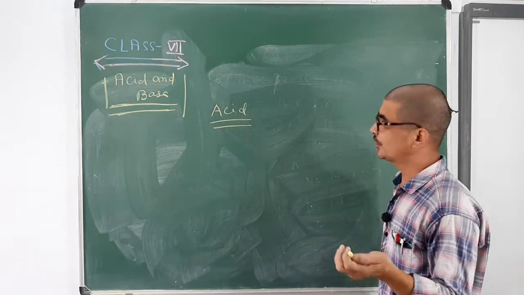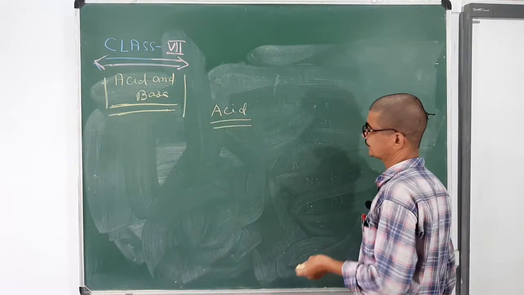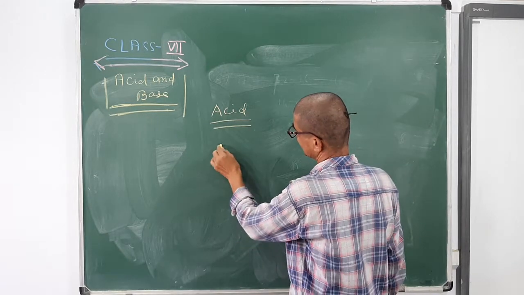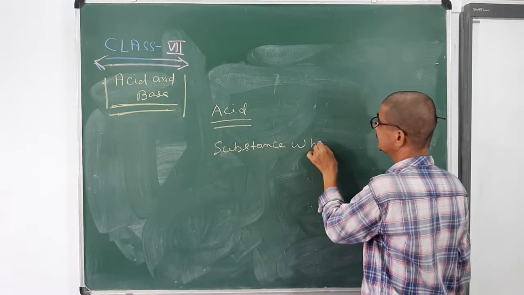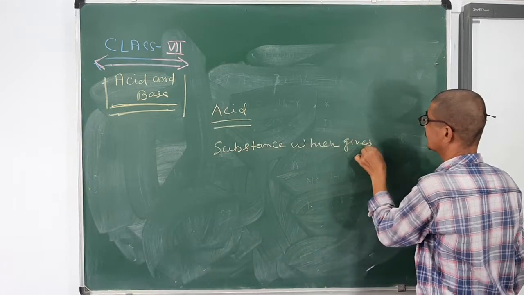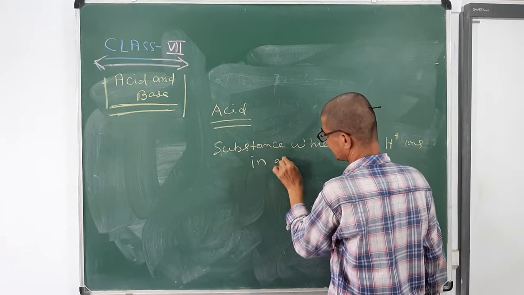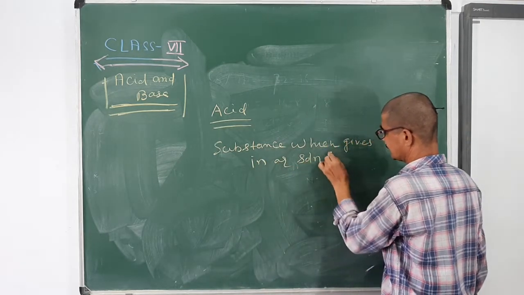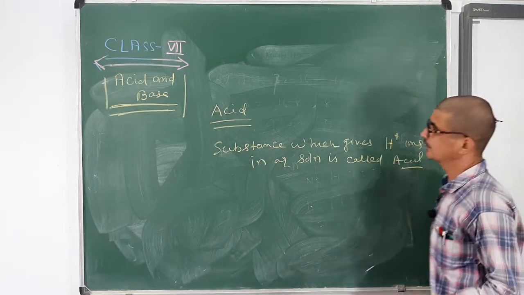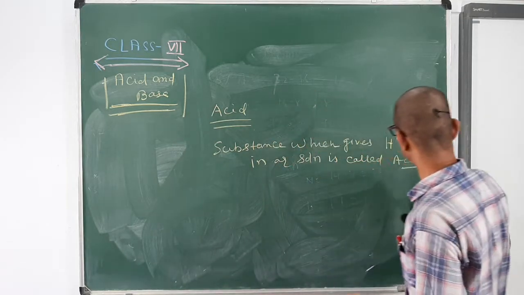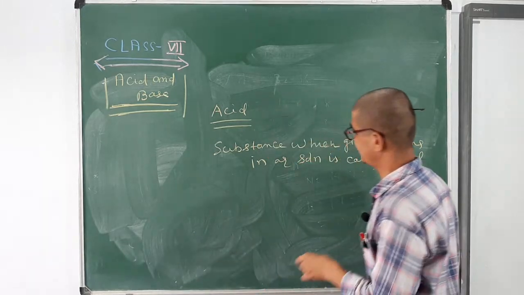A compound which gives replaceable hydrogen ion in aqueous solution is called acid. Substance which gives hydrogen ion in aqueous solution is called acid. Acid always gives hydrogen ion, H plus ion.